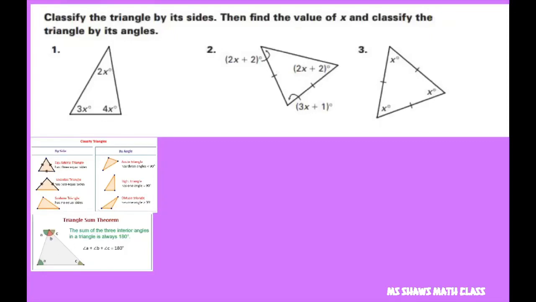Hi everyone, we're going to classify each triangle by its sides, then find the value of x and classify the triangle by its angles. So the first triangle we have is number 1, and none of the sides are marked, so that means all the sides are not equal. That means it's a scalene triangle.